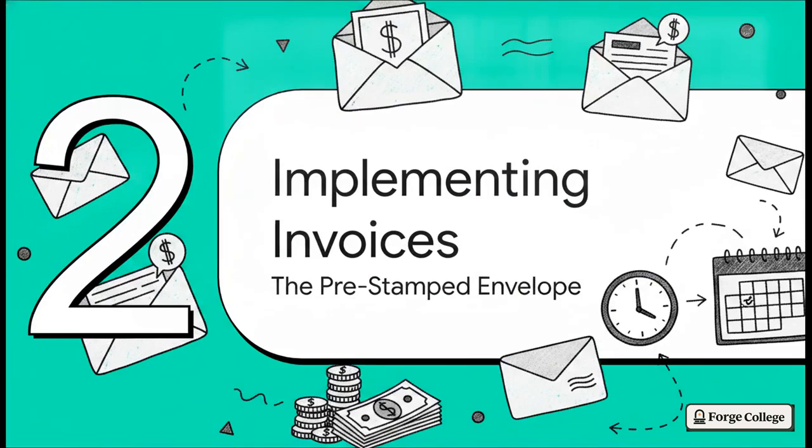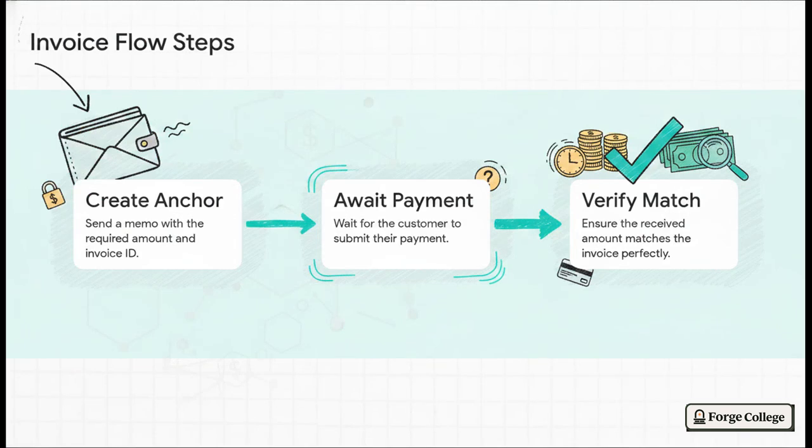Moving on to section 2, implementing invoice flows. The pre-stamped envelope. Because let's be real, if there is one thing merchants absolutely love, it's getting paid, even if that payment has to come a little later in installments. So here's how this logic flows on-chain.